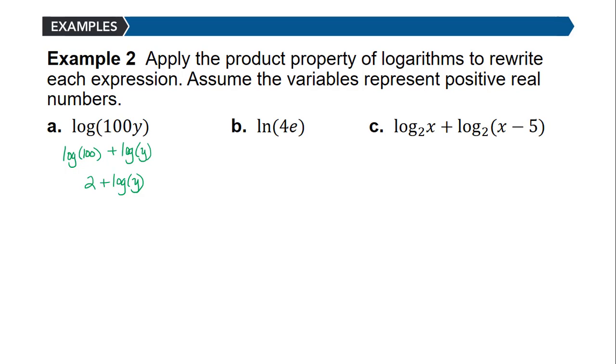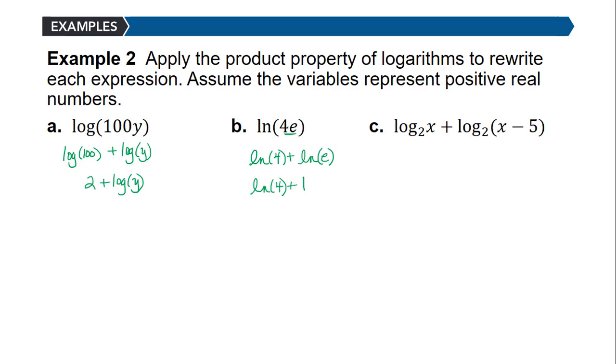The natural log of 4e, again, my argument is a product, so I can rewrite this as the natural log of 4 plus the natural log of e. The natural log of 4 is some decimal. Natural log of e is 1. So I can just rewrite that as natural log of 4 plus 1.